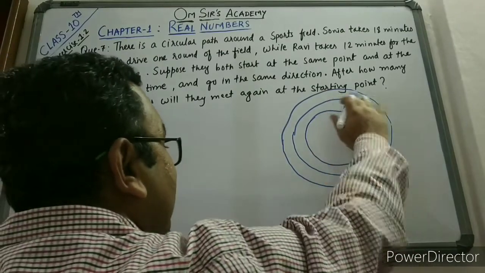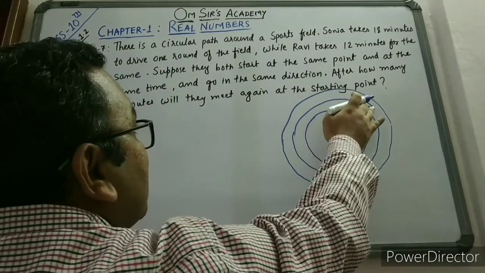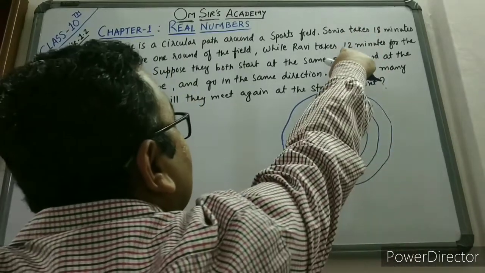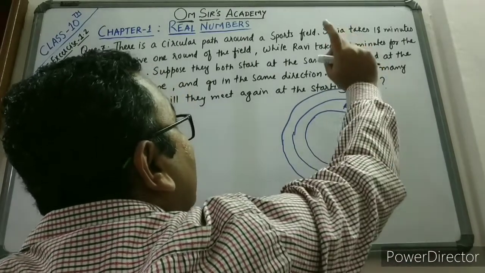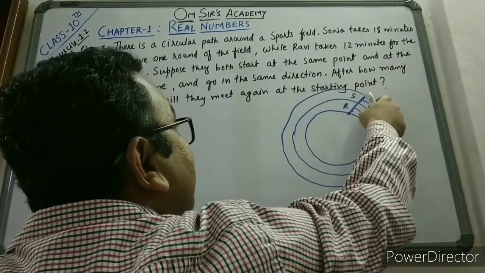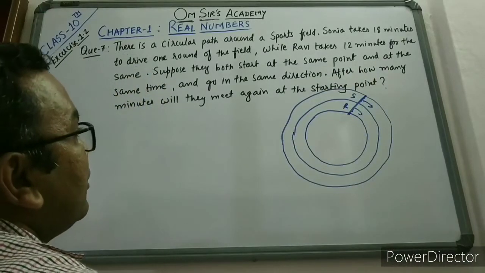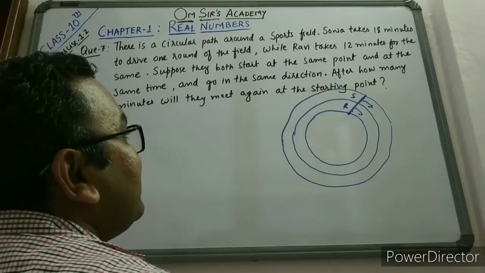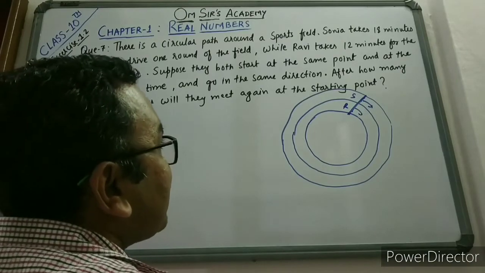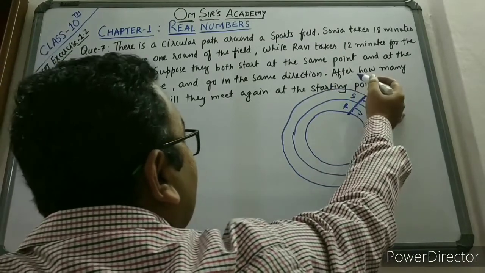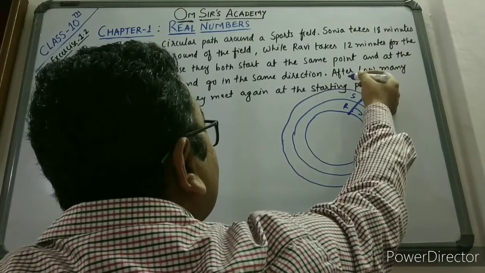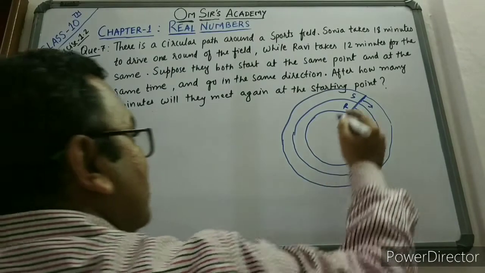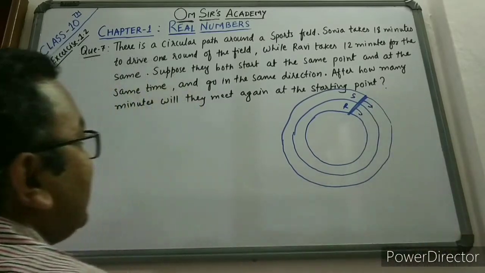If they continue this, at the end of one round Sonia will be 6 minutes behind Ravi. When one round is completed, Ravi takes 12 minutes and Sonia will take 18 minutes. That means Sonia will be behind Ravi by 6 minutes at the end of one round. Is it clear? So in the second round, how many minutes of difference will there be? That will be 12 minutes. So here you are asked to find after how many minutes they will meet again at the starting point. Both of them should be together at the starting point.